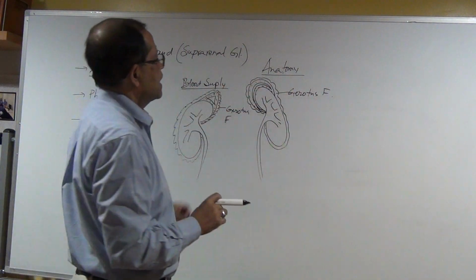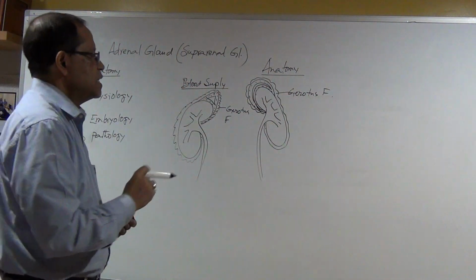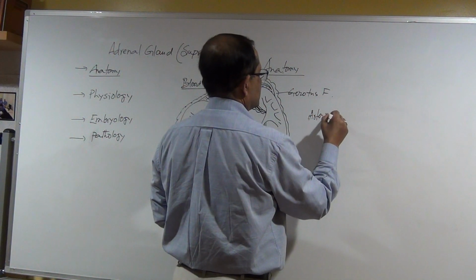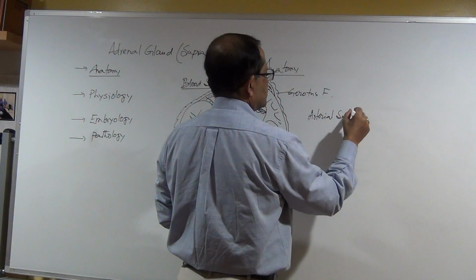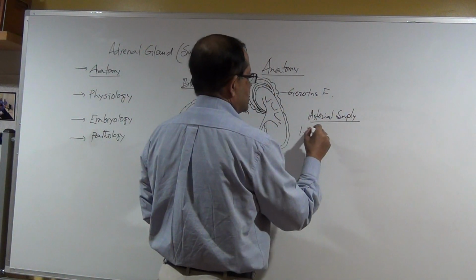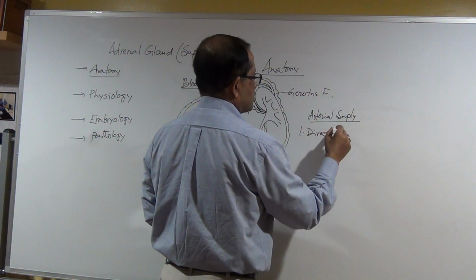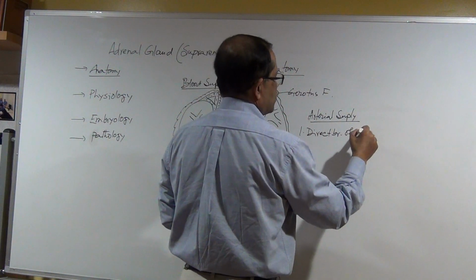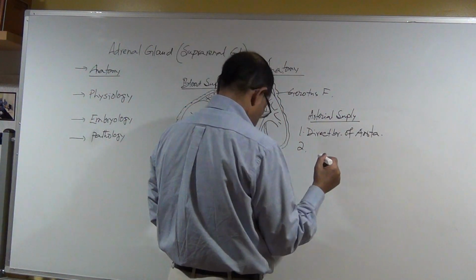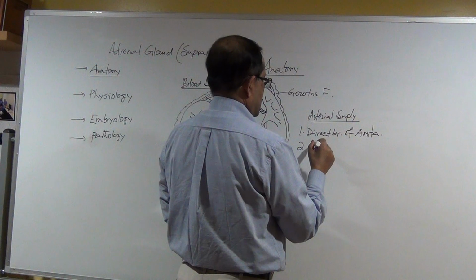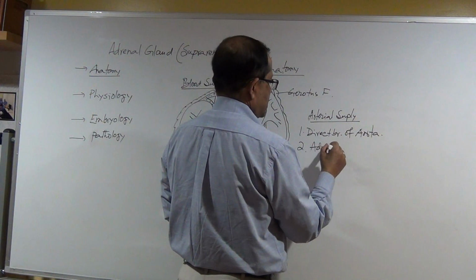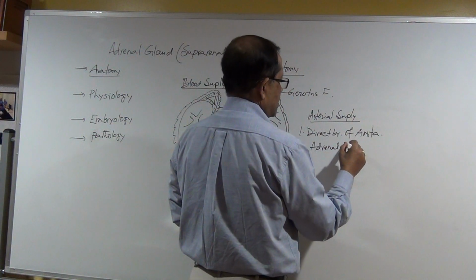So these adrenal glands are highly vascular. The arterial supply comes from a direct branch of the aorta. Adrenal branch.